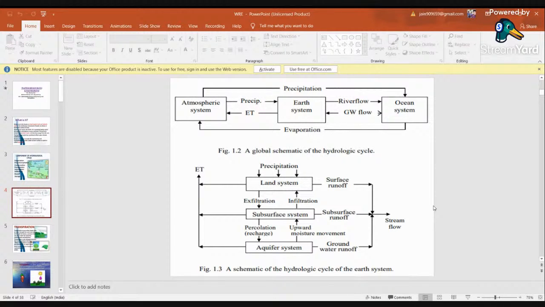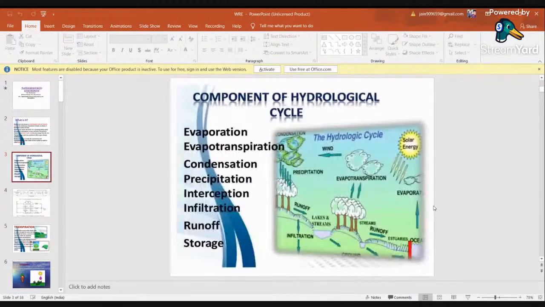So the exchange of water among the ocean, land, and the atmosphere is termed as the turnover of the water exchange. This turnover affects the global pattern of movement of ocean water and gases in the atmosphere. Now there are so many components of hydrologic cycle. These components are evaporation, evapotranspiration, condensation, precipitation, interception, infiltration, runoff, and storage. These are the terms which we will use at a time when the process comes into the picture.